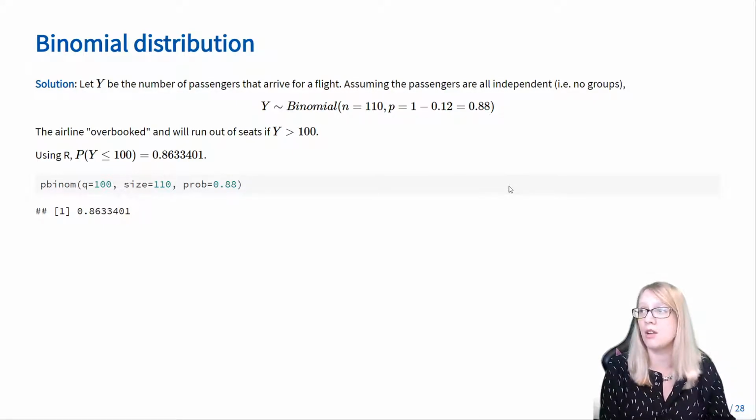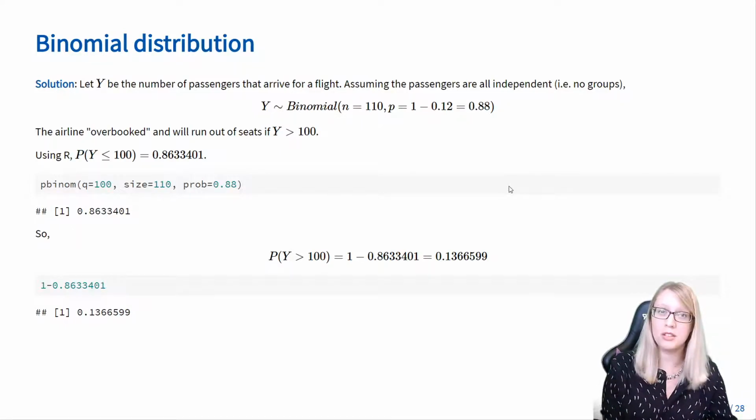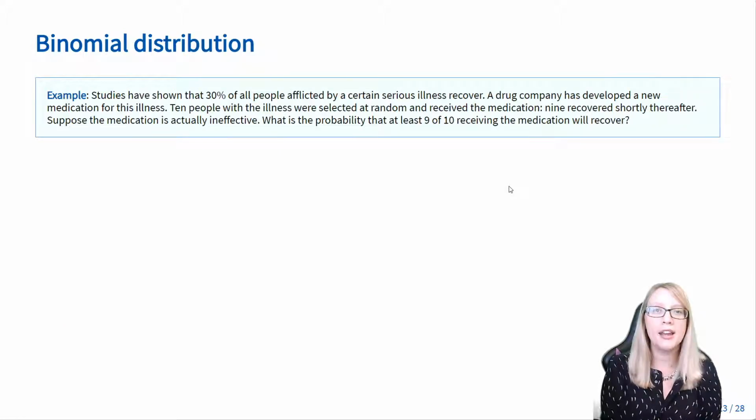The airline overbooked and will run out of seats if the number of passengers who show up, Y, is greater than 100. So using R, the probability that Y is less than or equal to 100 is about 86%, 0.8633. So then the probability that Y is greater than 100, so starting at passenger number 101, we've overbooked the flight, would happen about 13.5% of the time, using the complement rule and the binomial distribution. Let's take a look at another example.